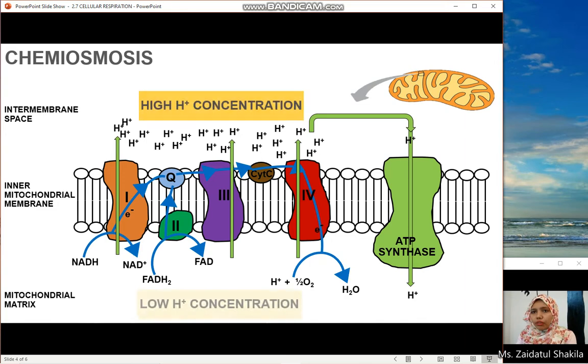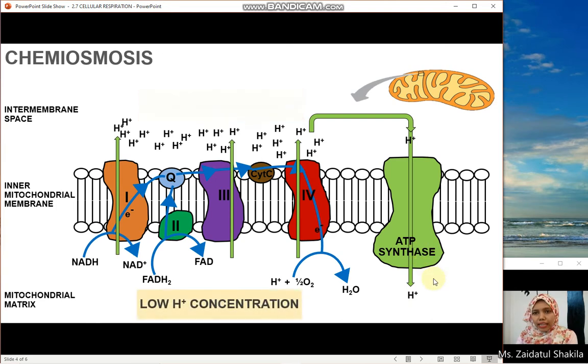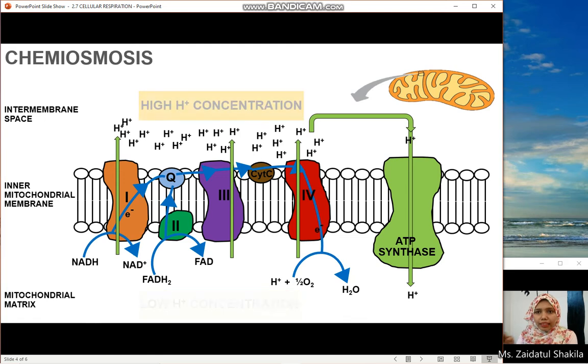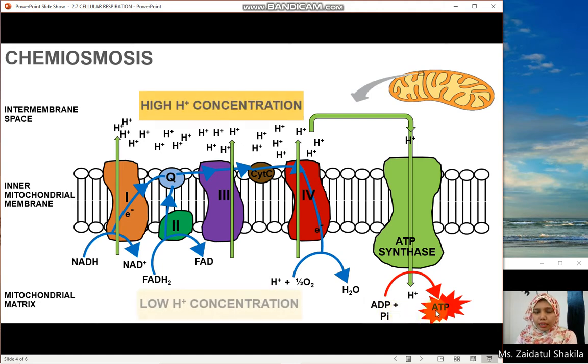So, diffusion of hydrogen ions back into the matrix through ATP synthase releases energy, and this release of energy we call the proton motive force. That energy is used to combine ADP plus Pi to produce ATP. That's how ATP synthesis works in chemiosmosis.